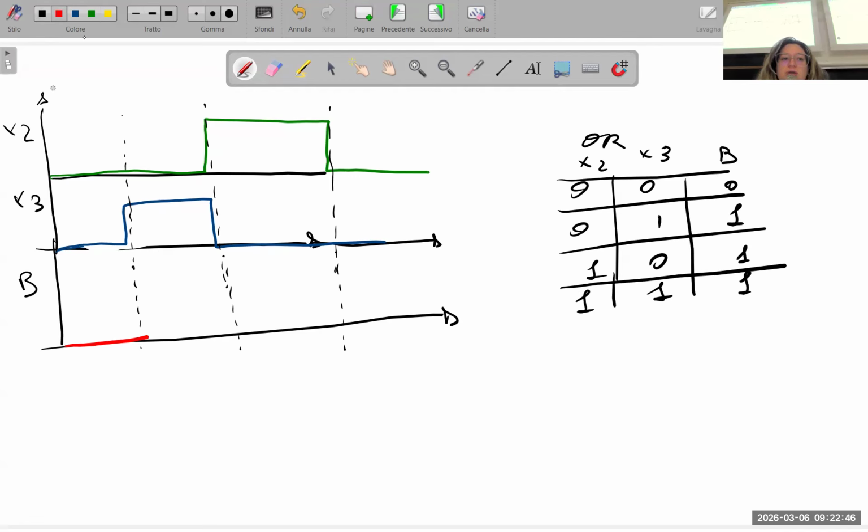Then there is a changing here. We have 0 and 1, which is 1. Then there is another changing. 1 and 0 still remains 1. Then another changing, and we have 0 and 0, which is 0. So this is B. Okay?